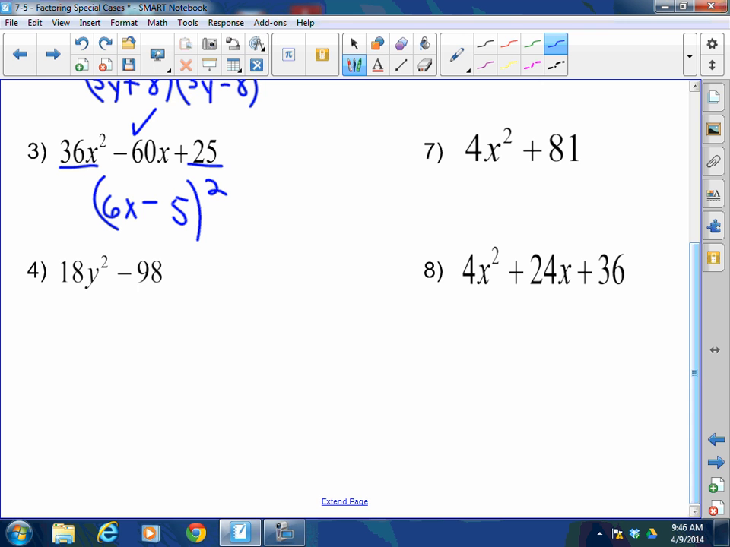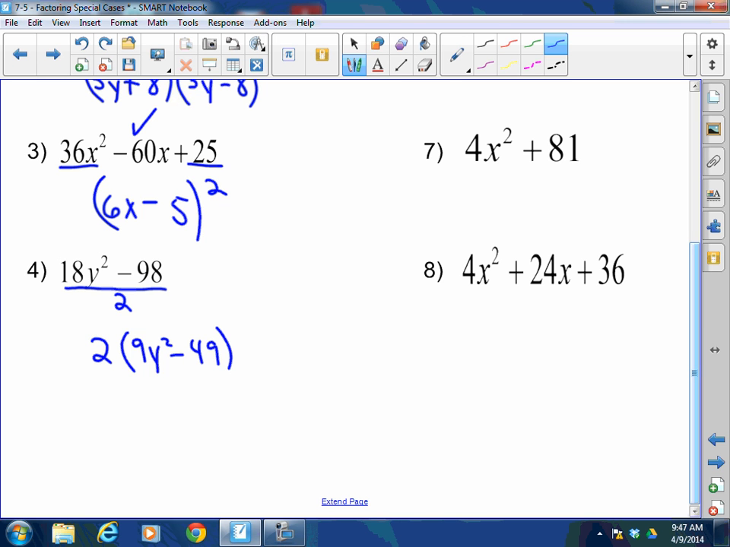Okay, 18y squared minus 98. Is 18 a perfect square? Is 98 a perfect square? Do they have a GCF, though, that I can factor out? Okay, what do we got? 3? No. Okay, 4, no as well. It's an even number, so it's 2. Very good. So I've got 9y squared minus 49.